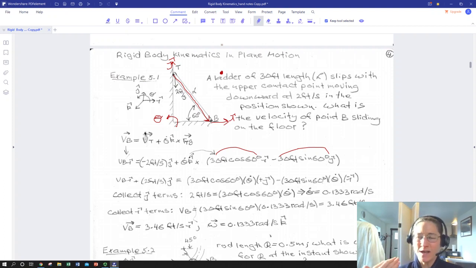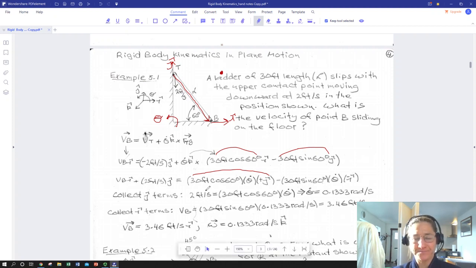So k hat's pointing out of the page. I can stick my fingers out of the page and curl my fingers into the direction to the right of the i hat, and I'll find my thumb sticking up in the j hat direction. So k hat cross i hat is going to give me j hat. So I get this term. Then I have theta dot times negative 30 feet sine theta times k hat cross j hat, which is negative i hat. So I end up with a negative times a negative, a net positive.